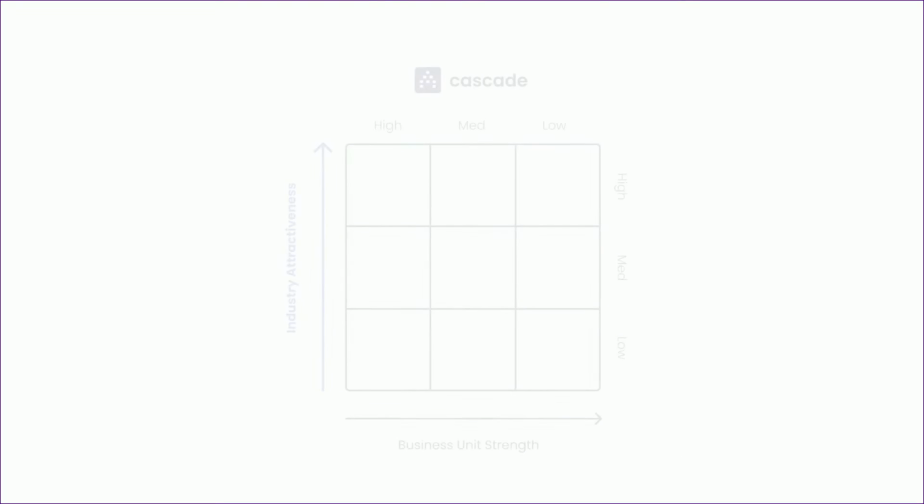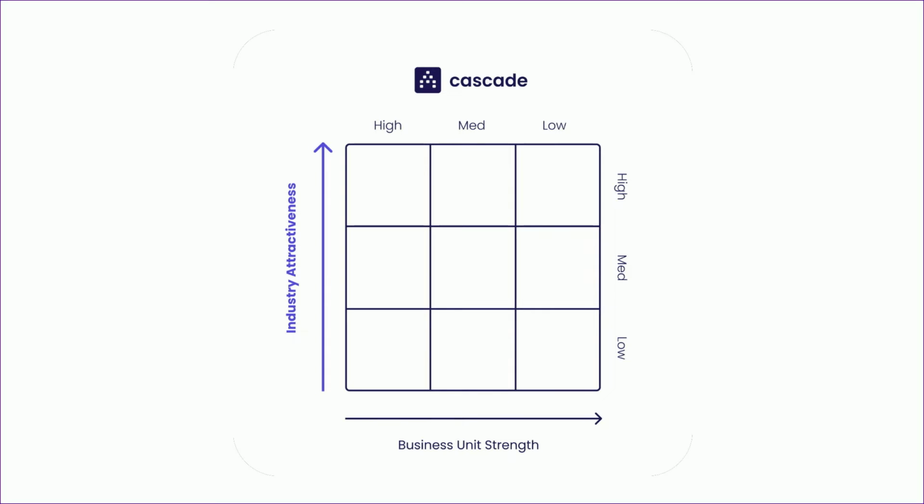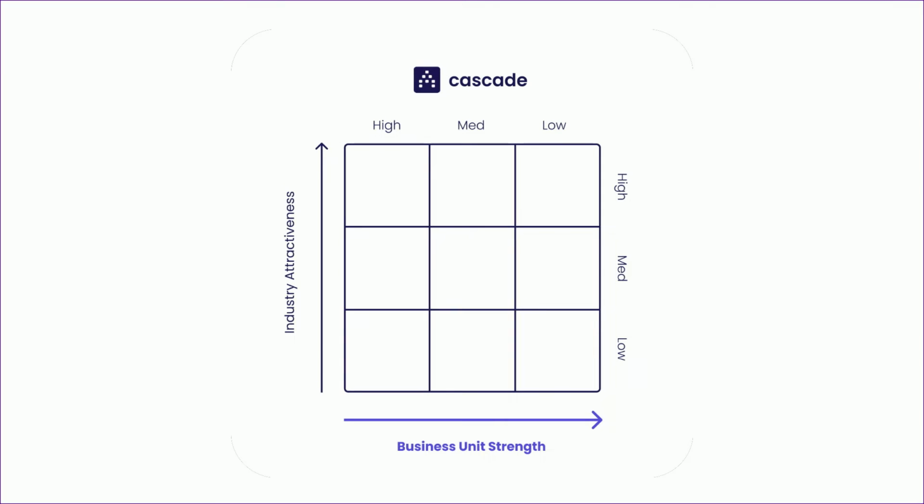The y-axis measures industry attractiveness, scoring it as low, medium, or high. A higher score places an SBU higher in the matrix. The x-axis, on the other hand, indicates the SBU's strength, moving from high to low.